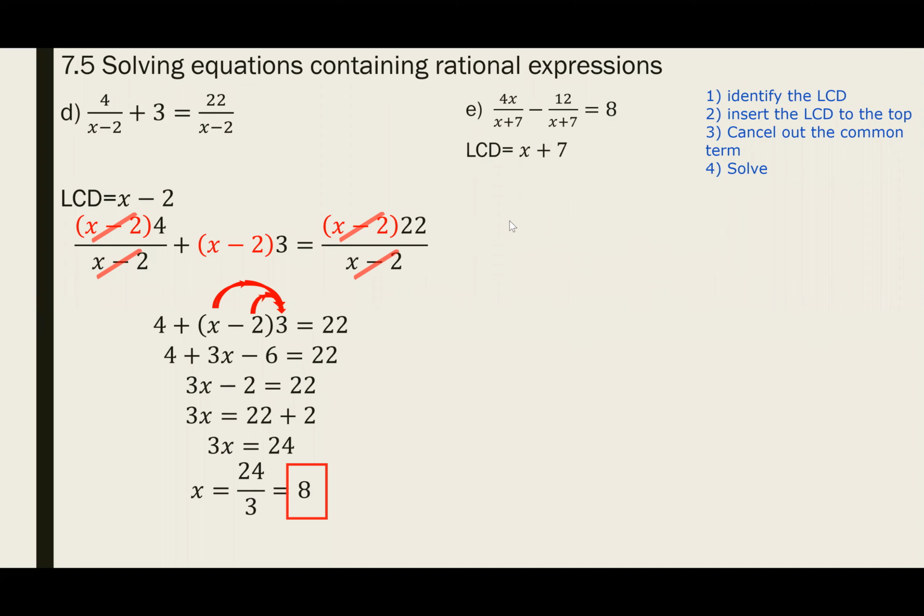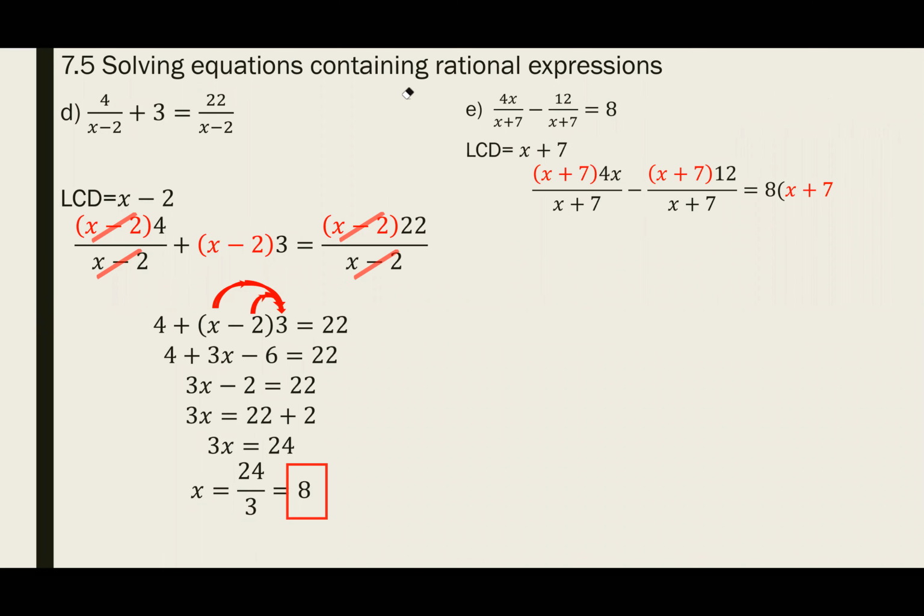What do I do with the x plus 7? I need to insert it into the numerator. So again, I insert it into the numerator. This is what I have: x plus 7, x plus 7, x plus 7 across the board.